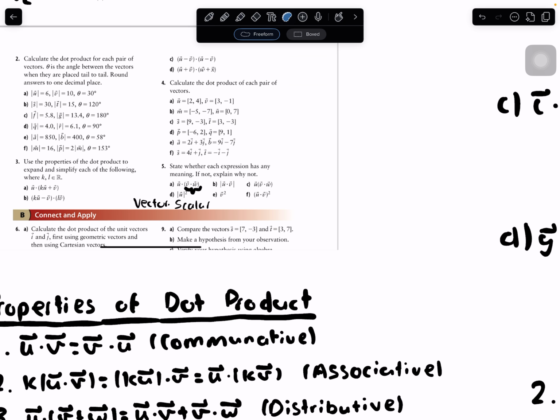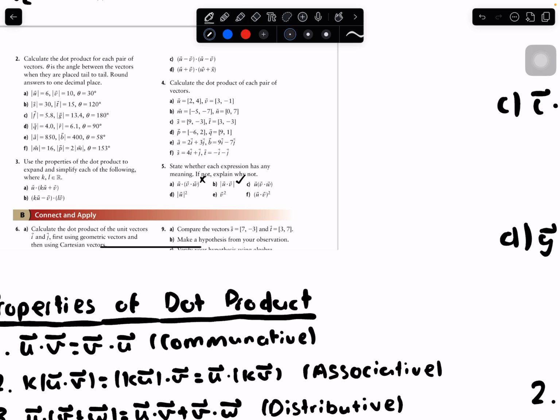That immediately removes A from the options. Okay, so we know A is not possible. I'll put a little x. Okay, B. For B, this operation here will result in a scalar, and then we have a scalar inside absolute value bars, which is perfectly fine. That'll just take the positive value of whatever the scalar is. So that's allowed.